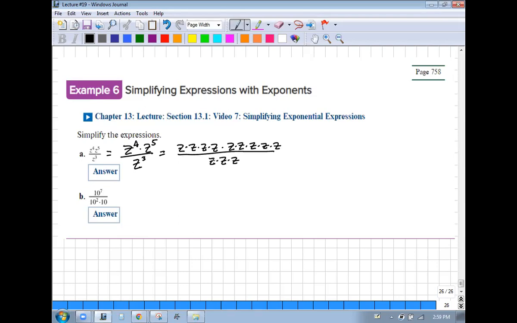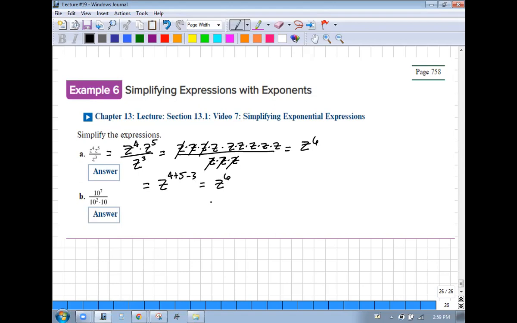So we can look at this and do this. And we're left with how many z's? 1, 2, 3, 4, 5, 6. All right. Or we can use our rules. Right here we have like bases, so we can just add. But then we're dividing by that, so we can subtract the 3. So 4 plus 5 is 9, minus 3 is 6.